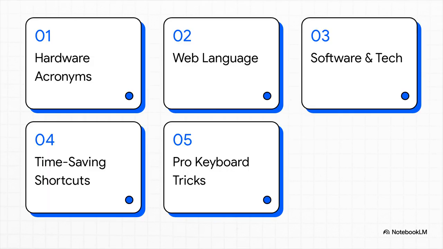So here is our roadmap for today. 1. Decoding computer hardware acronyms. 2. The language of the web. 3. Software and emerging tech. 4. Essential time-saving shortcuts. And finally, number 5, pro-level keyboard tricks.